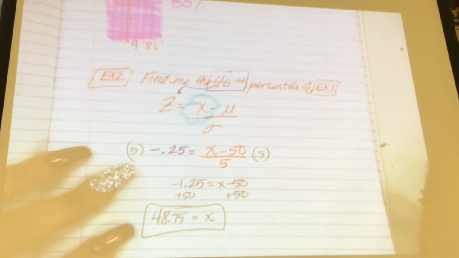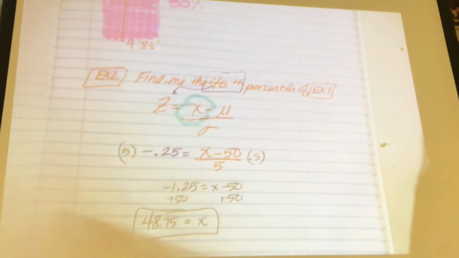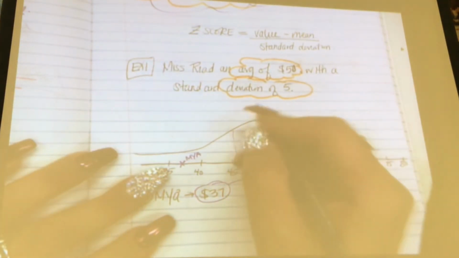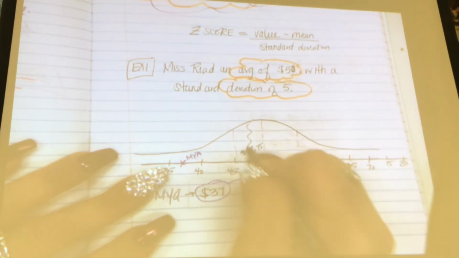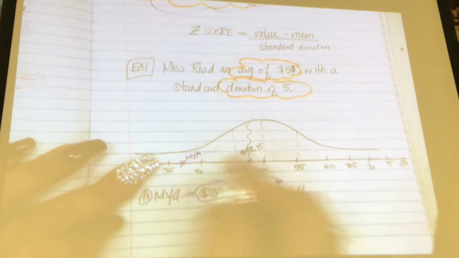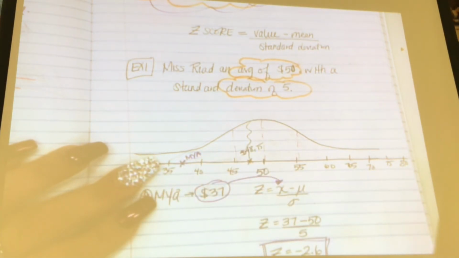Everybody with me? So that means if I go back to my graph and I go right here to 48.75, this represents 40% of the population. Everybody with me?